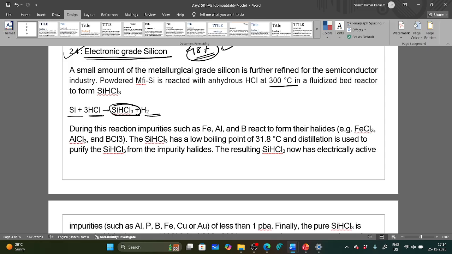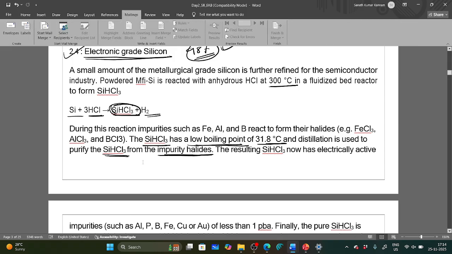These are available in terms of halides. Hydrogen is one halide. This silicon hydrogen chloride has a low boiling point, 31.8 degrees Celsius. Through the distillation process, we can remove the halides from the silicon hydrogen chloride.